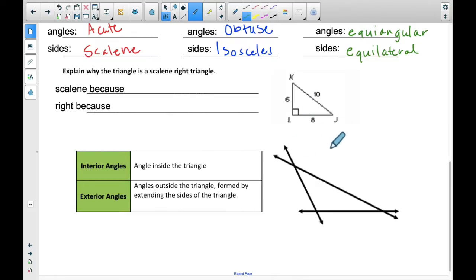All right, here we have a triangle. It says 6, 8, and 10. Those are the side lengths. We don't know anything about the angles except for this one. And that little square in the corner means that it is a right angle. It says explain why the triangle is scalene and right. Well, it's scalene because no sides are congruent. And remember that little wavy line over an equal sign? That means congruent. So that means no sides are congruent. And it's right because angle L is a right angle. And that little mark there tells us that it's a right angle.